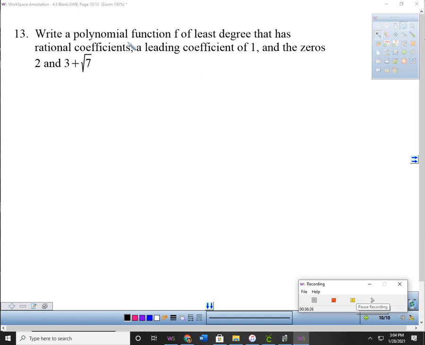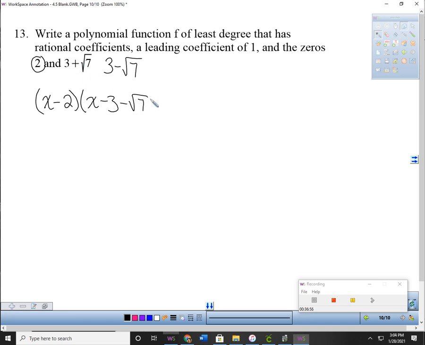All right. So same thing on number 13. We have a 2. And then we have a 3 plus the square root of 7, which means we also have 3 minus the square root of 7. Since this is positive 2, this would be x minus 2. And then I'm going to have to change the sign of both of these, so this would be x minus 3 minus the square root of 7. And then x minus 3 plus the square root of 7. And then we're going to multiply those back two together.